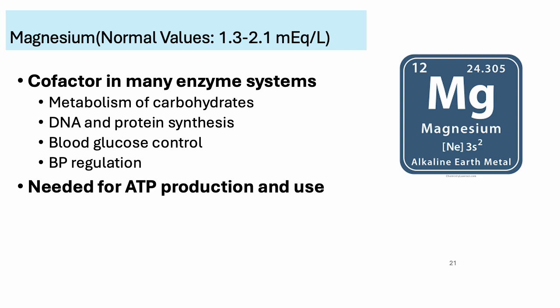It's needed for ATP production and use. And remember, ATP is the energy source for that sodium-potassium pump. Adequate magnesium levels are essential for preventing neuromuscular disorders. It ensures proper muscle relaxation and contraction, reducing the risks of cramps and spasms, which are critical for maintaining overall muscle function and health.